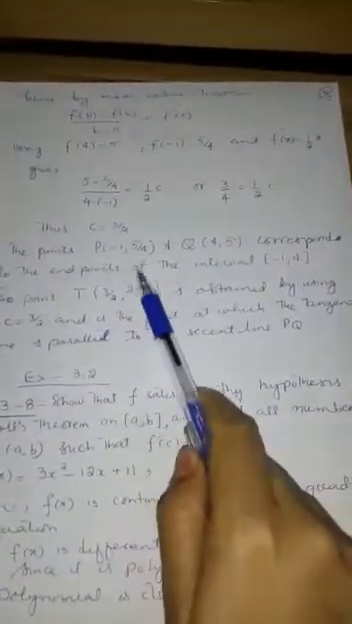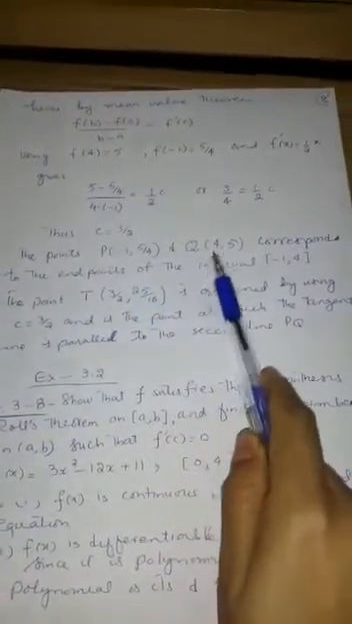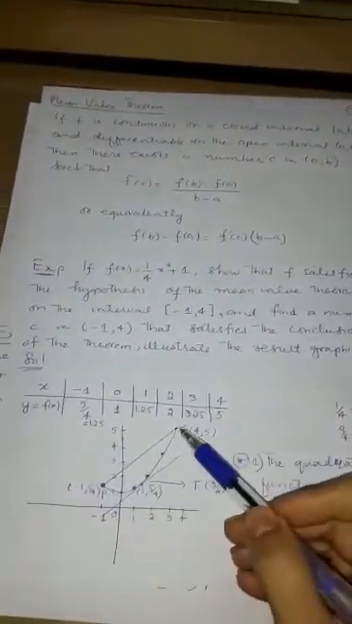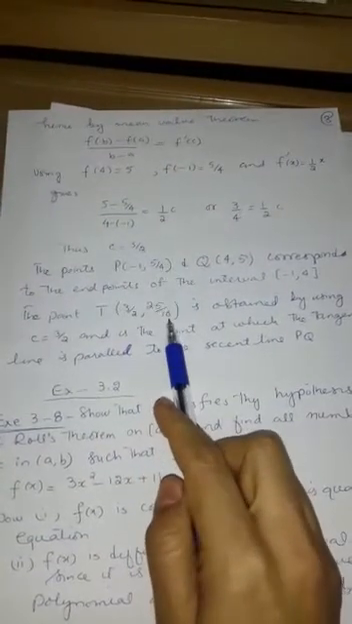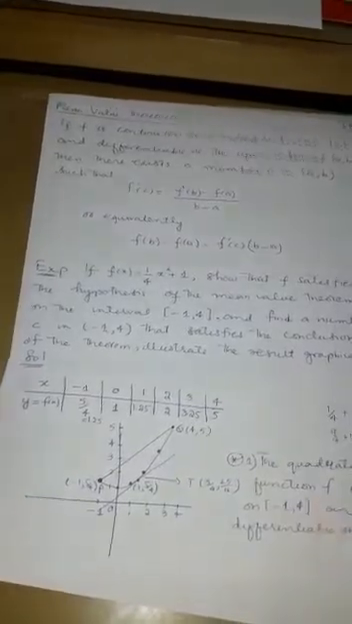Now the endpoints of this function are P(-1, 5/4) and Q(4, 5), corresponding to the given interval. We draw a secant line joining these endpoints, and for the critical value c equals 3/2, the function value is 25/16, and it is the point at which the tangent line is parallel to the secant line PQ. This is your secant line PQ, and this is your tangent line, which is parallel to the secant line. Then we come to the exercise.